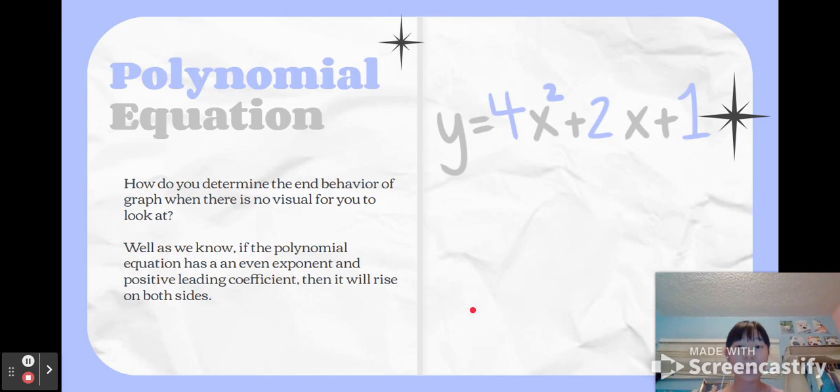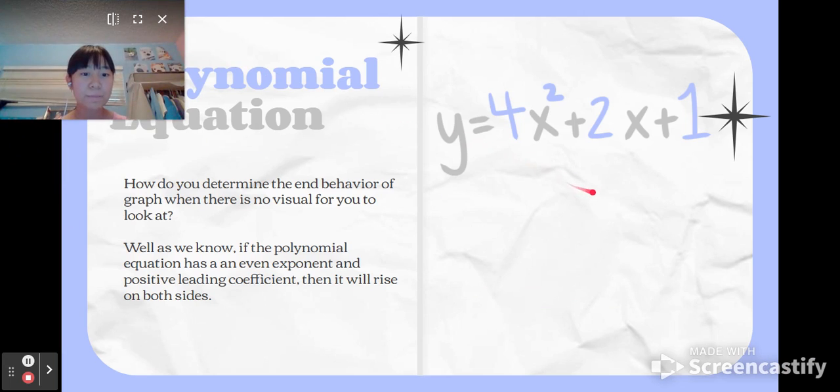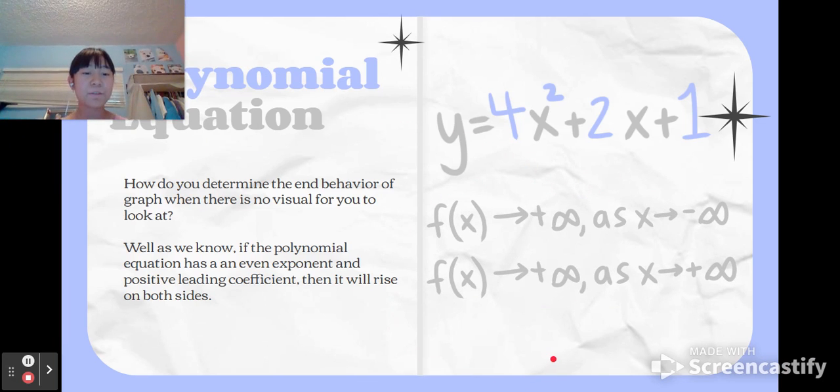So how do you determine the end behavior of a graph when you don't have the physical picture of a graph in front of you to look at? Well, now that we've gone over those two previous slides and examples, we know that when the a value is greater than 0 and the exponent is even, it will have this end behavior. f of x approaches positive infinity as x approaches negative infinity, and f of x approaches positive infinity as x approaches positive infinity as well.